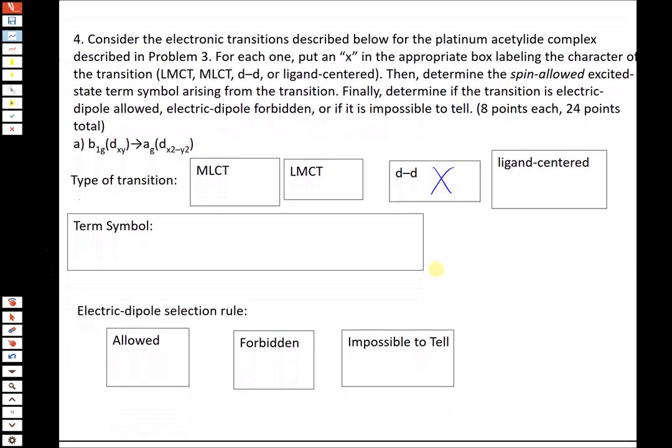And then we ask for the term symbol and the electric dipole selection rule. Now we're only looking for the term symbol for the spin allowed excited state. So we only have to consider singlet states because this is a singlet ground state. To get the term symbol, we just take the direct product of B1G times AG, which is B1G. It's totally symmetric, so it doesn't change it. So it's going to be a B1G with a singlet spin multiplicity for our term symbol.